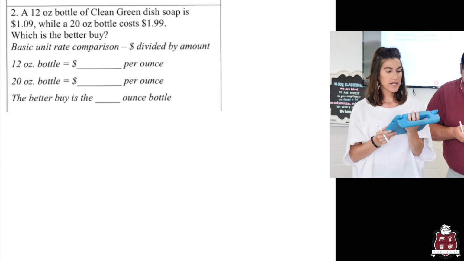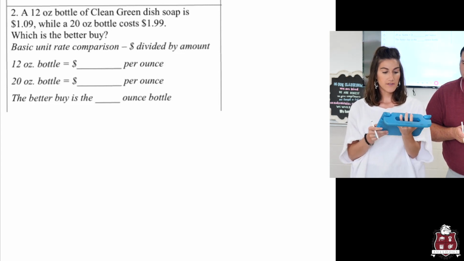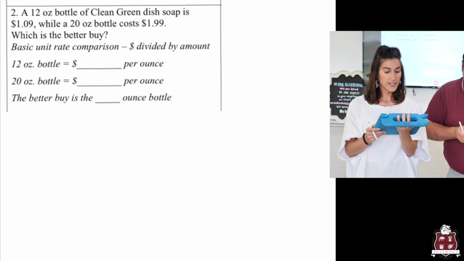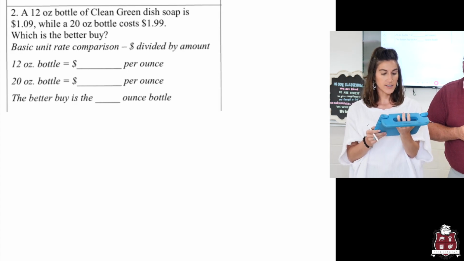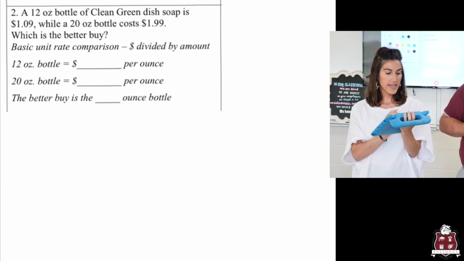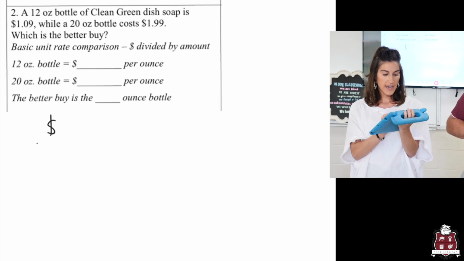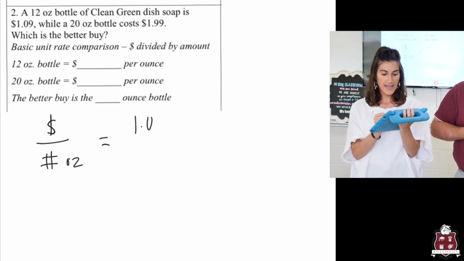In our next problem here, we're going to be comparing dish soap. So a 12-ounce bottle of clean green dish soap is $1.09, while a 20-ounce bottle costs $1.99. We want to know what's going to be the better buy here. So we're going to set it up the same way we did before. We're going to say our money divided by the number of ounces that we have. Okay, for my 12-ounce, I've got $1.09 divided by 12.